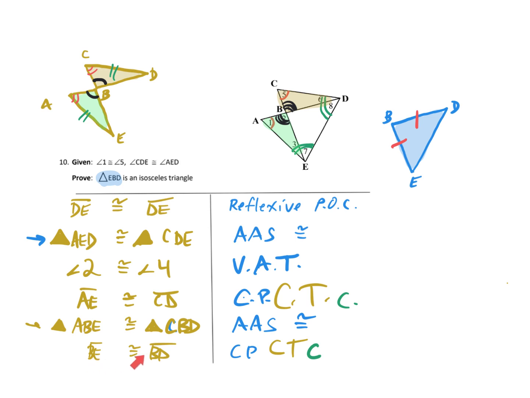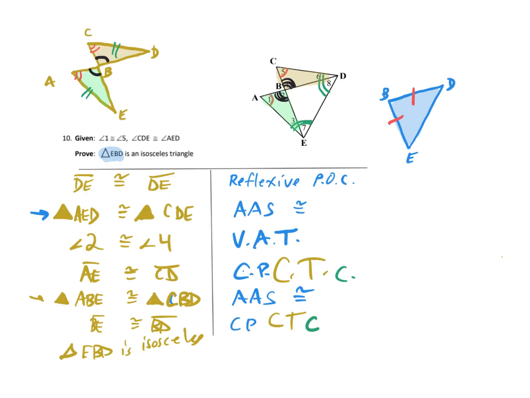Well, we've shown that side BE is congruent to BD. That means this triangle EBD must be isosceles. We finished this proof. What's the reason? Well, we showed that these two sides are congruent. And that's the definition of isosceles triangle. If two sides are congruent, then it's isosceles. So it's isosceles by definition.